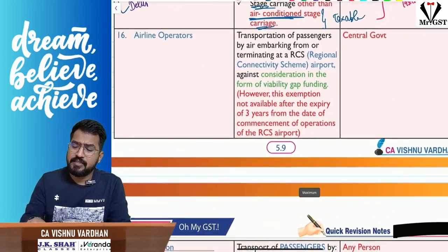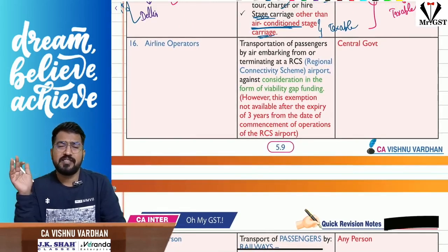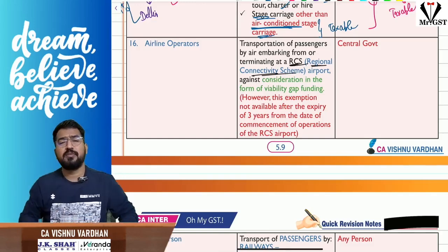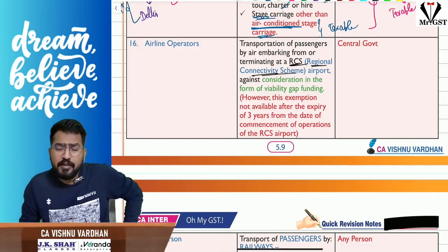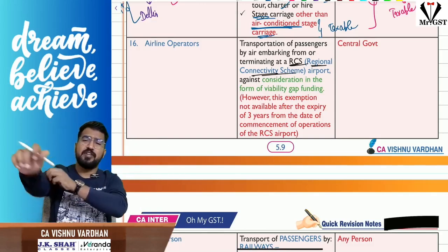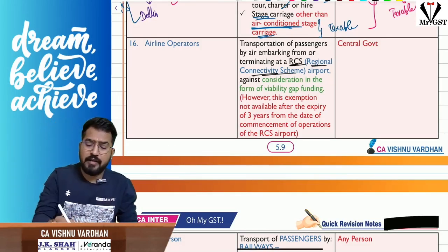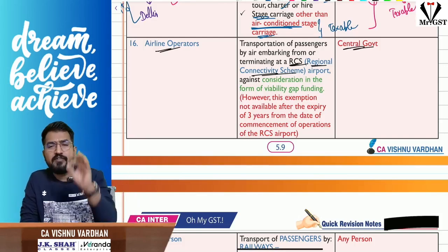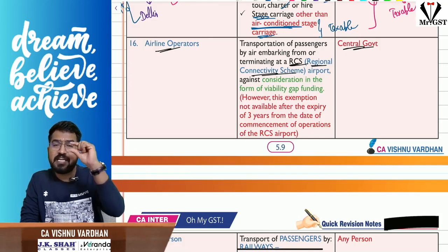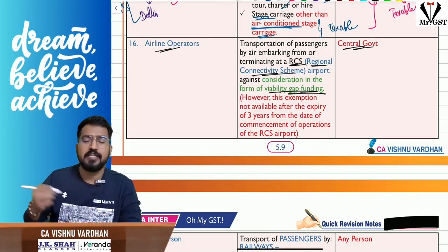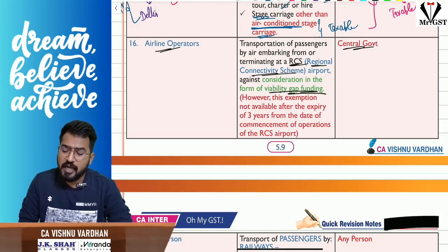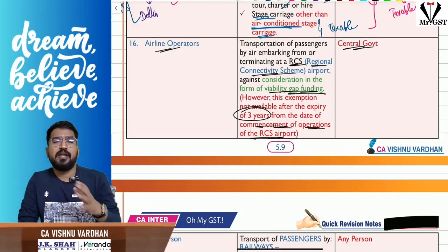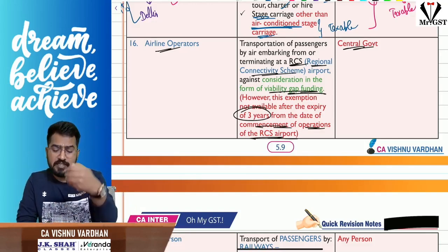Airline operators. The government will be constructing various airports in tier 2 and tier 3 cities under the regional connectivity scheme. The government will construct the airports, but who will operate airlines from a place where the traffic is less? Airline operators say, sir, this is not financially viable for us. The government says, don't worry, you provide the service of operating aircraft from the regional connectivity scheme airport, and I will give you the fund. I will close that viability gap for you. In the name of viability gap funding, they will pay consideration. That consideration is exempt under GST, and that exemption is available up to 3 years from the commencement of operations of that RCS airport. So I repeat, airline operators operating their aircraft from a regional connectivity scheme airport is exempt under GST.